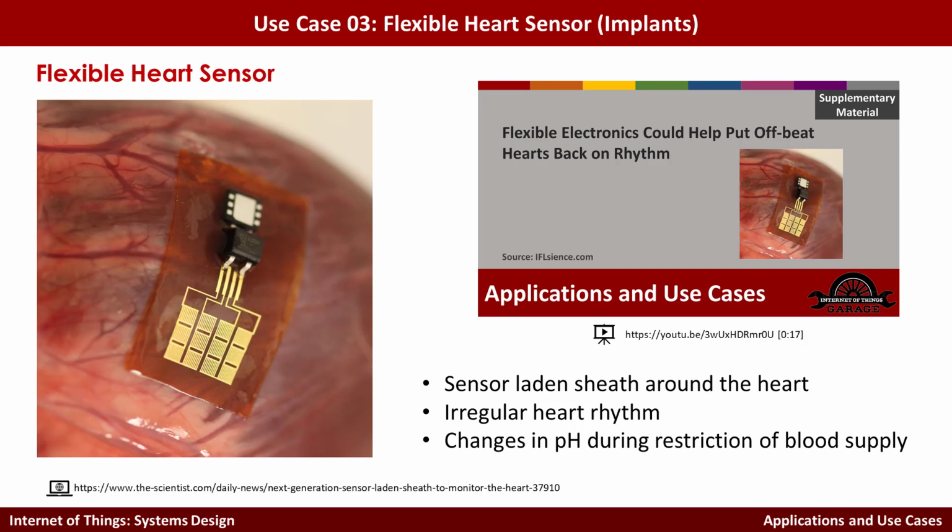In this use case, they talk about a flexible heart sensor, which you can put on the outside wall of the heart, which will monitor the irregularities of the heart rhythm to identify any disease. It can also monitor the pH level, which changes if the blood supply changes or there is any kind of restriction. So you can detect early warnings of a heart attack where the blood supply to the heart has been blocked or restricted. Please watch the full video to understand these particular solutions better.